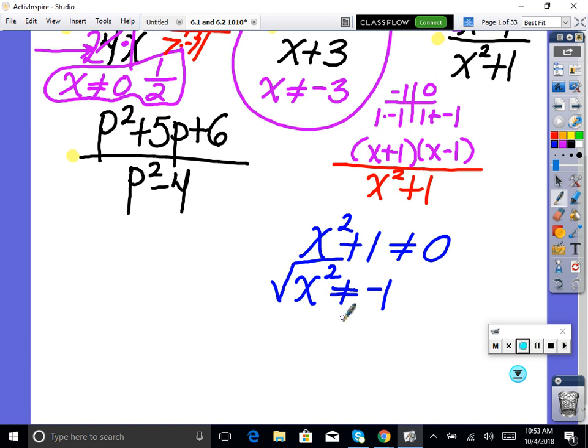Now watch what happens. When I square root both sides, something unique happens. X cannot equal plus or minus i. Isn't square root of -1 i? Right? We're not going to have imaginaries. We're only going to ever plug in real numbers. So we're not going to have i's. So there is no restrictions here. i was the restriction, but we're not dealing with i's. So there are no restrictions. We can plug in any real number here. So this one's domain would be all real numbers. There was no restriction since the restrictions were i's.